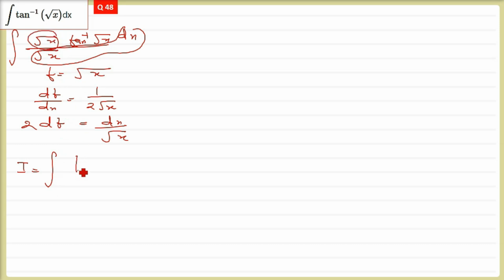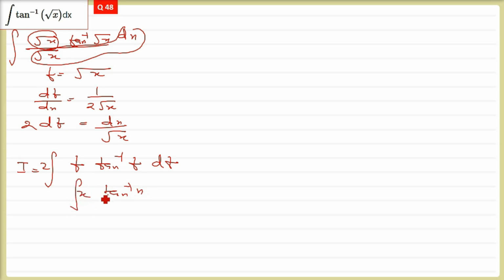Now the replacement will be something like this. Root x was taken as t, tan inverse root x was taken as tan inverse t, and dx by under root x was twice dt. So I am taking 2 outside, writing dt here. So it will be something like x tan inverse x, that means t tan inverse t is simply equal to x tan inverse x.